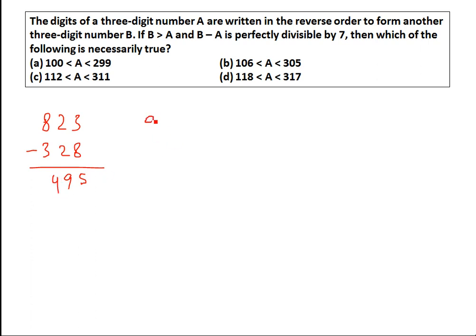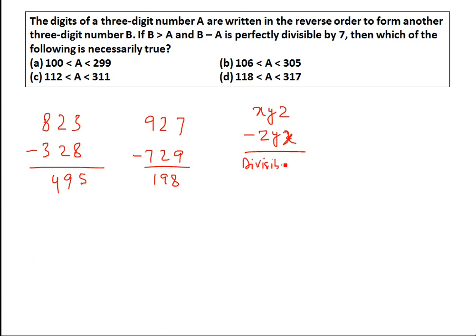Take another example, 927 and 729, the difference will be 198. If we look at this, then 495 is divisible by 99 as well as 198 is also divisible by 99. This is the property of any 3-digit number: when we subtract a 3-digit number by its reverse, the result is always divisible by 99.